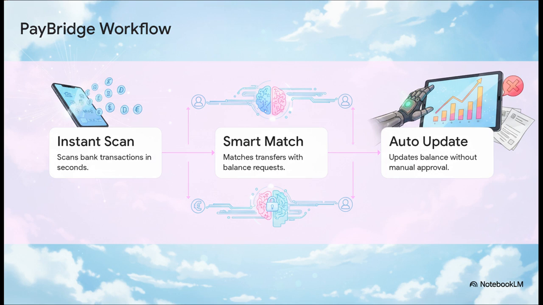It all happens in 3 incredibly simple steps. 1. The system instantly scans the incoming bank data. 2. A smart match algorithm instantly pairs that incoming transfer directly with the user's request. And 3. The balance is automatically updated right in the user's account. No more waiting around for manual staff approvals, and absolutely no more risk of fake receipts.